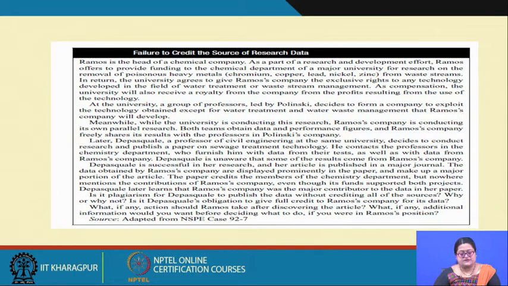De Pasquale is successful in her research, and her article is published in a major journal. The data obtained by Ramos's company are displayed prominently in the paper and make up a major portion of the article. The paper credits the members of the chemistry department, but nowhere mentions the contributions of Ramos's company, even though its funds supported both projects.